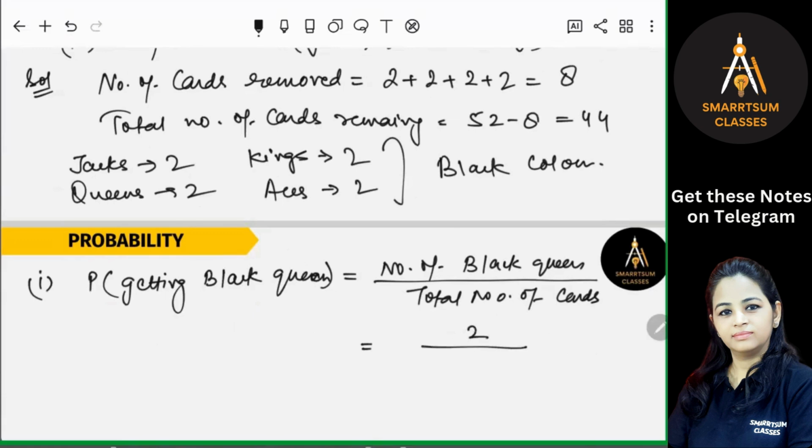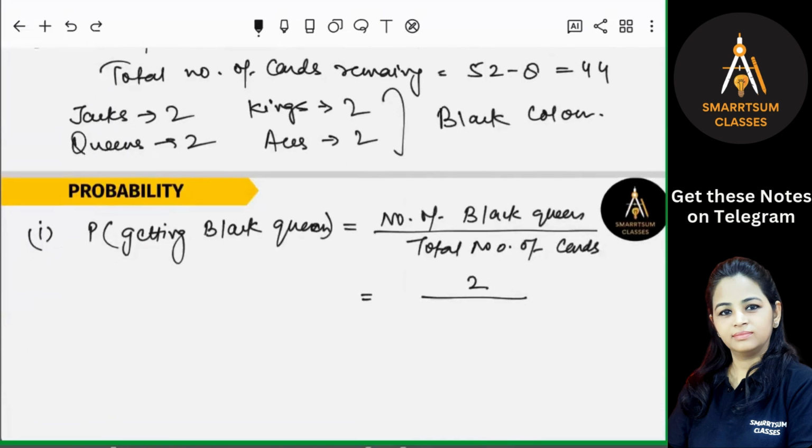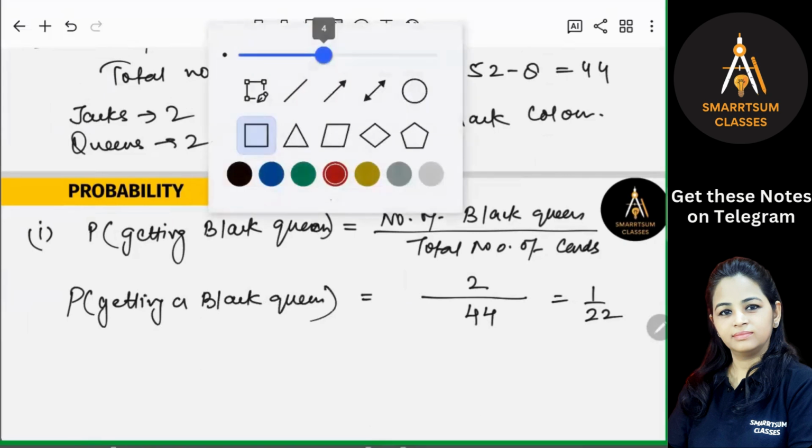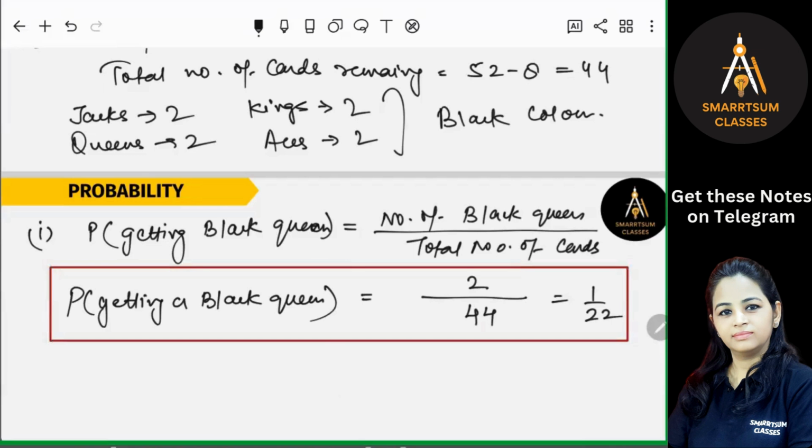So 2 divided by, now what is the total number of cards which are left in the deck? That is now 44. So the total number of possible outcomes is not 52 now in this case. It is changed because we have removed 8 cards from here. So now the total number of possible outcomes is 44 instead of 52. So 2 divided by 44, which is 1 by 22. Is that clear? So the probability of getting a black queen is equal to 1 by 22. So you have seen that when we have removed some cards from the deck, the probability of getting an event is changed. Yes or no?